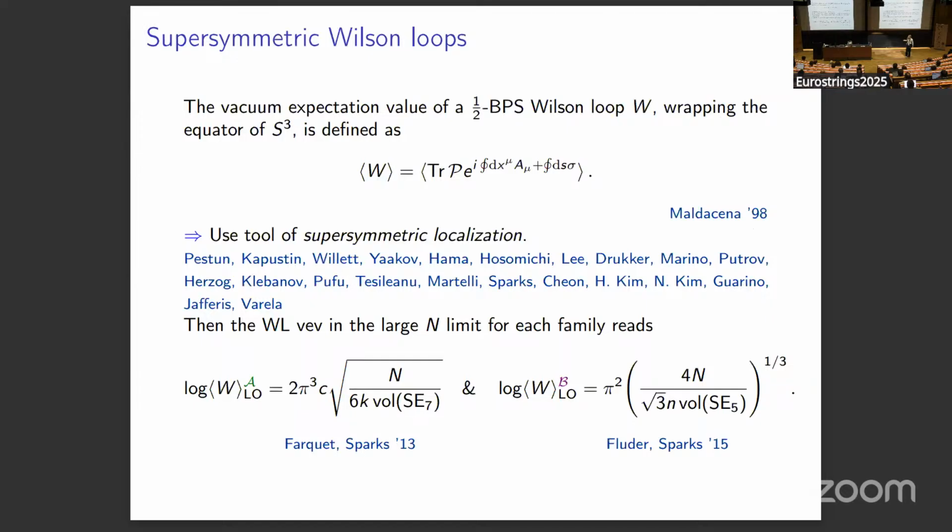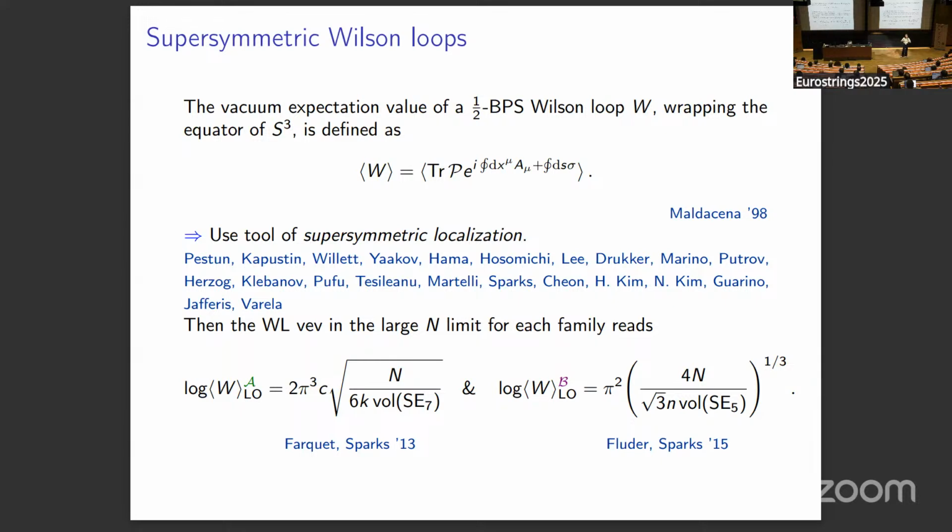Because I told you I will be looking at this specific observable, the supersymmetric Wilson loop, we have already seen the definition, so I won't go into too many details. But we will consider a 1/2 BPS Wilson loop that is wrapping the equator of a 3-sphere and is given by the vacuum expectation value of the trace in the fundamental representation over the path ordered exponential of this integral.